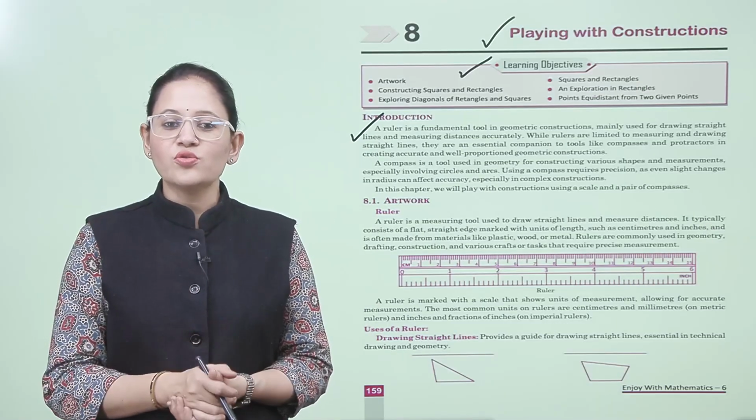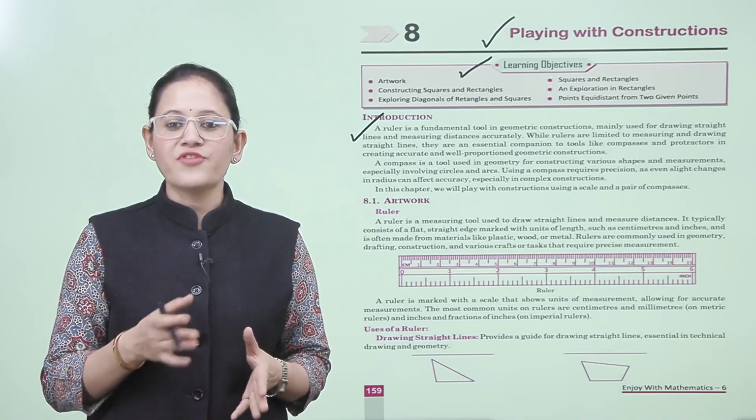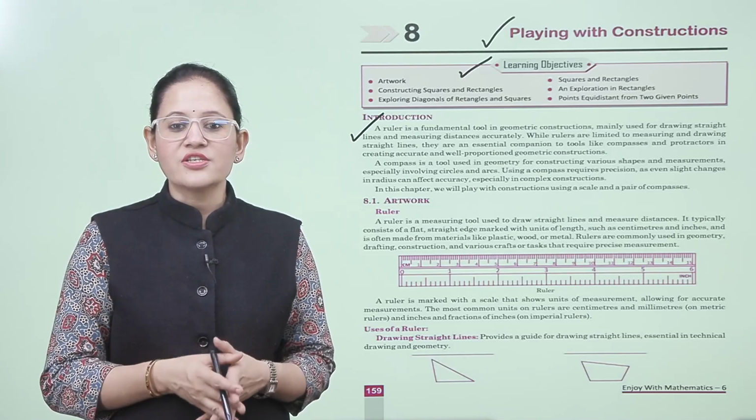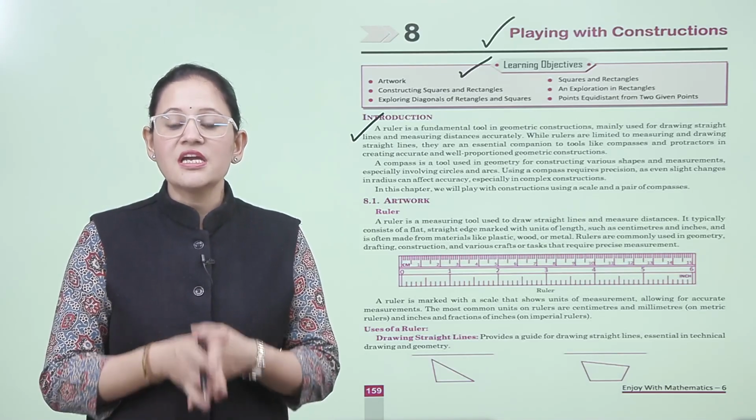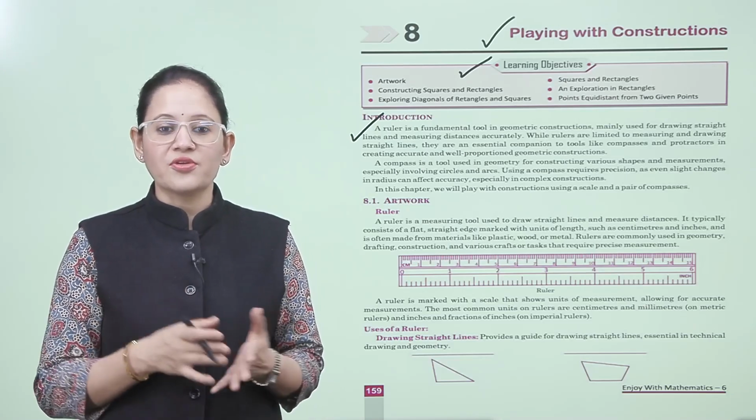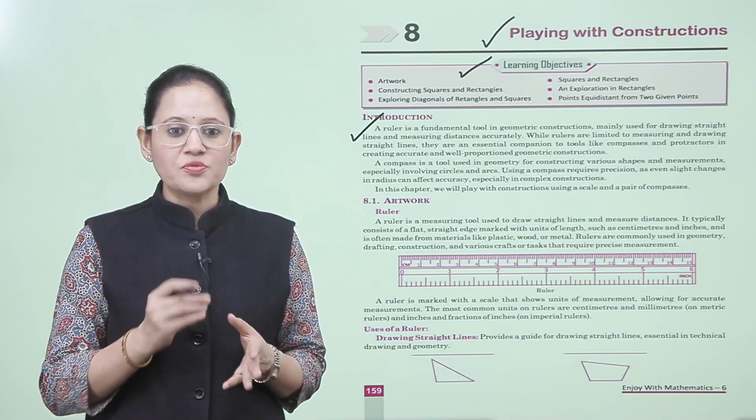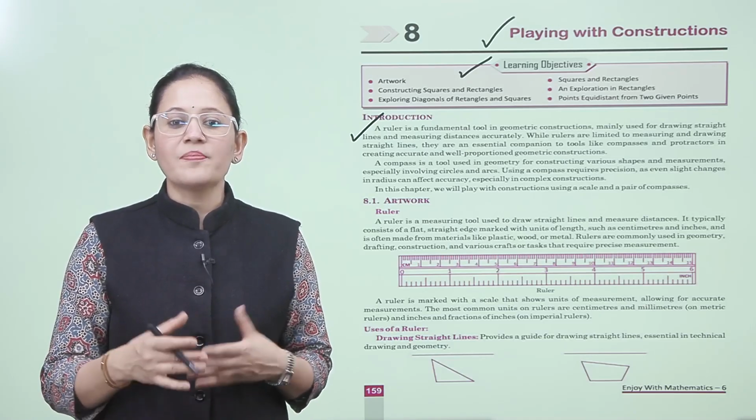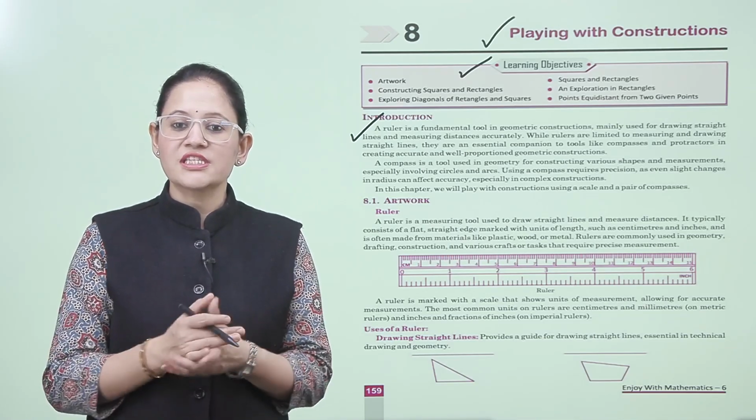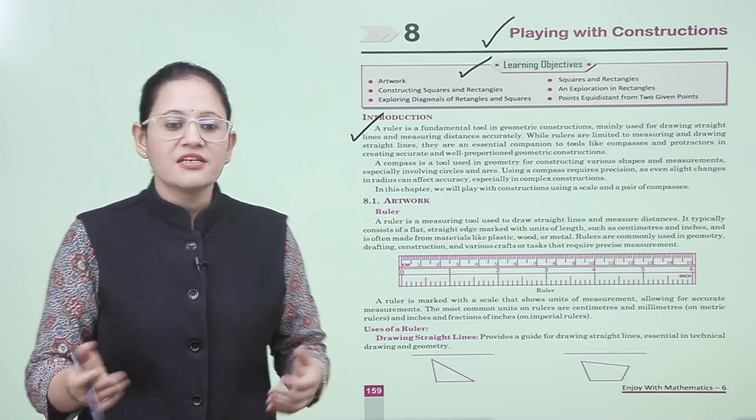A compass is a tool used in geometry for constructing various shapes and measurements, especially involving circles and arcs. Using a compass requires precision, as even a slight change in the radius can affect accuracy. So precision should be there, especially in complex constructions. In this chapter, we will play with constructions using the scale and a pair of compasses. Artwork.